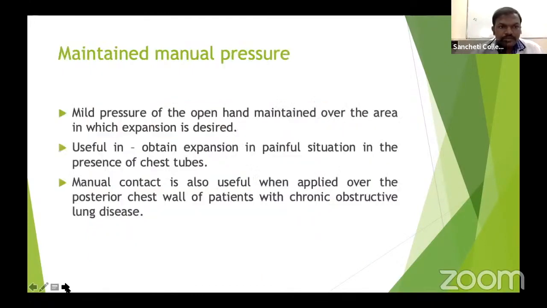Next, we are going to see the maintained manual pressure technique. As its name suggests, it is maintained manual pressure, but we can also call it maintained manual contact to the patient. In this technique, we apply a mild pressure with our open hand and maintain it over the area which needs to be expanded.